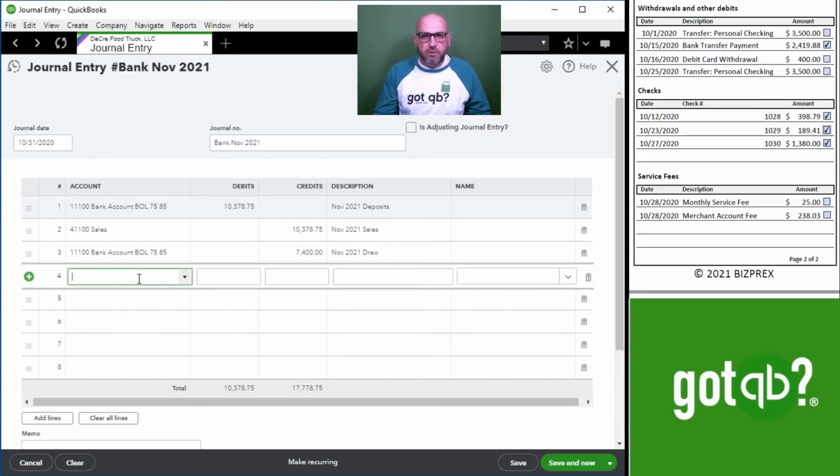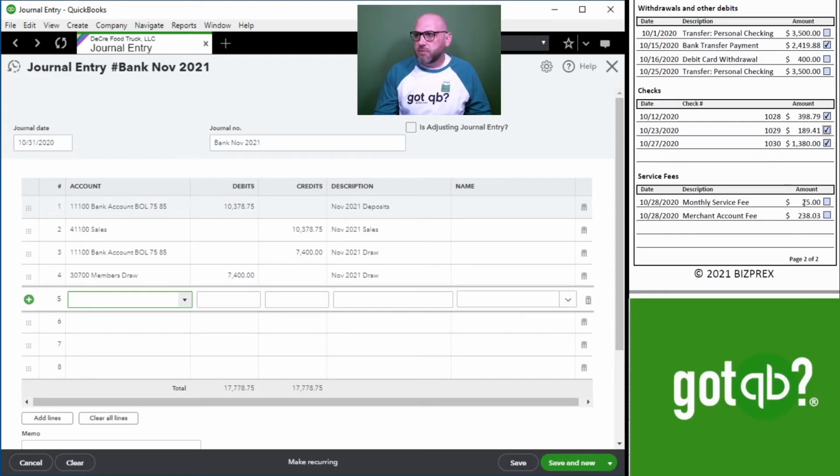And what's the offsetting entry? Well, that's the equity account, member draw account, right? Even though, again, it's a little bit counterintuitive, but bear with me, trust me, it's an equity account. Equity is reduced when debited. Makes sense, right? We take money out of the business, we reduce our ownership in the business, okay? So that goes for these three. What else do we have?